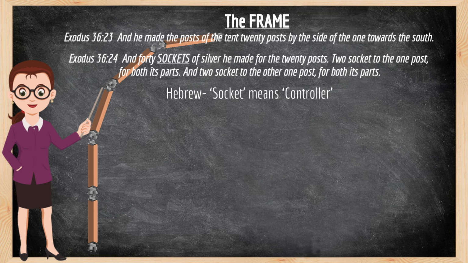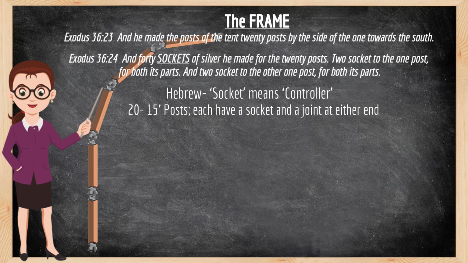Working from the south or right side of east, the frame gets constructed. 20 15-foot posts each have a socket and a joint at either end. This is where 2 posts are sistered together, end to end using pins. These socket joints are to bend like the human elbow.